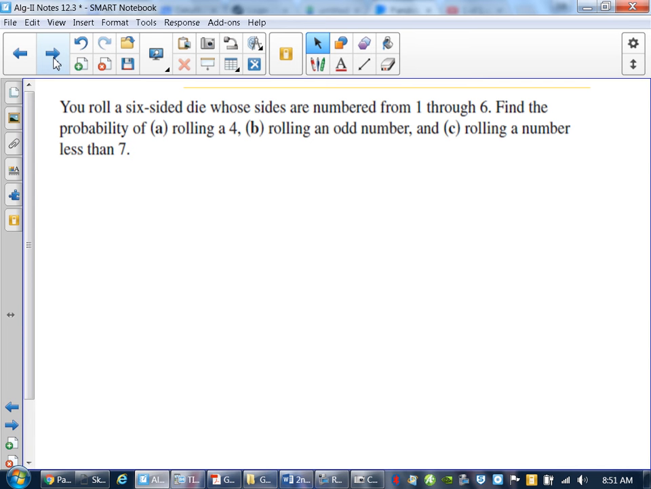So you're rolling a 6-sided die. What's the probability of rolling a 4? 1 out of 6. What's the probability of rolling an odd number? 1/2. There's 3 out of 6 are odd. What's the probability of rolling a number less than 7? 1. Because you have numbers 1 through 6, the probability of rolling a number less than 7 is going to be 1. You rolled the die. Okay. It's kind of the idea here.